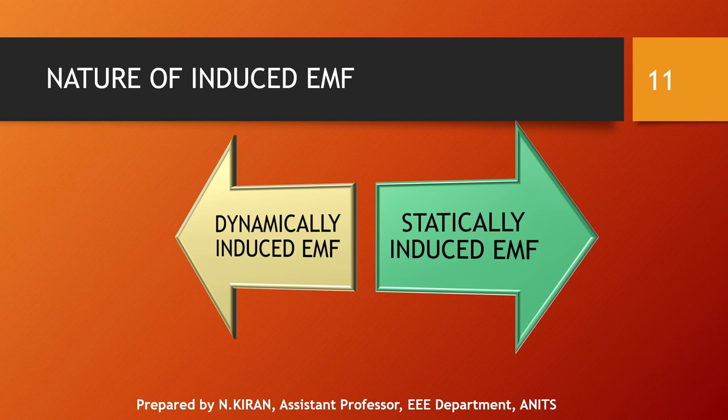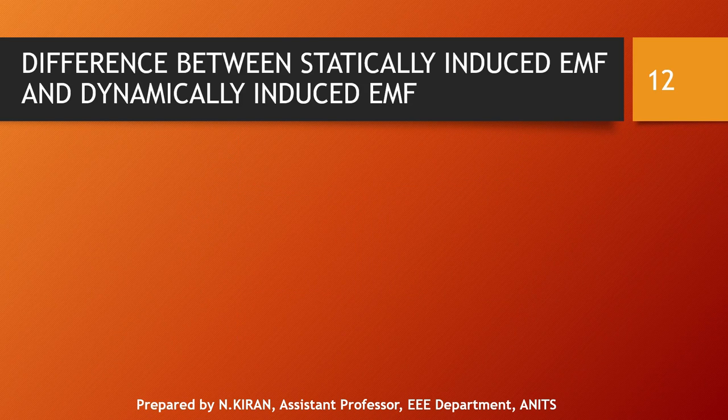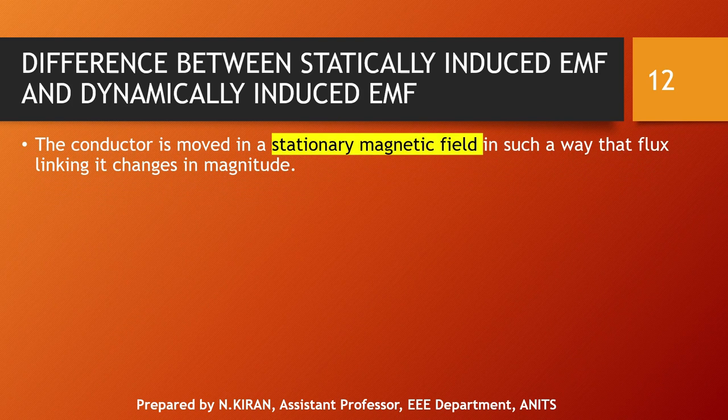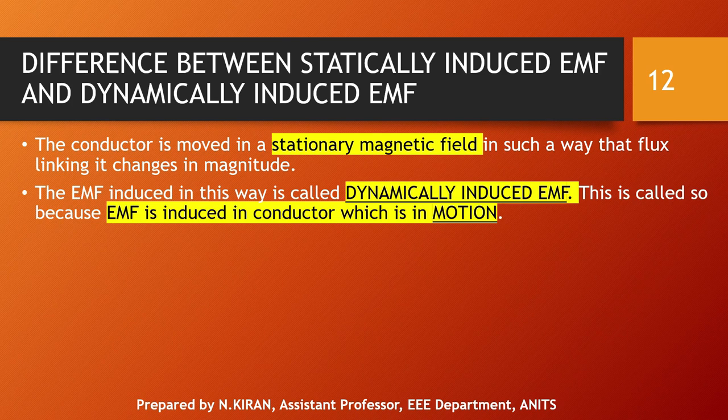The basic difference between statically induced EMF and dynamically induced EMF is that dynamically induced EMF occurs when the conductor is in motion and the magnetic field is stationary. The EMF that is induced in this way, when the conductor is in motion and the magnetic field is stationary, is called dynamically induced EMF.